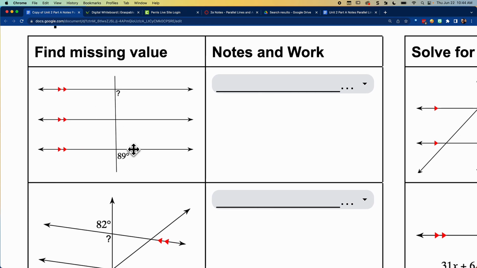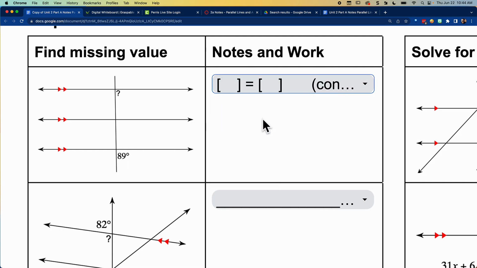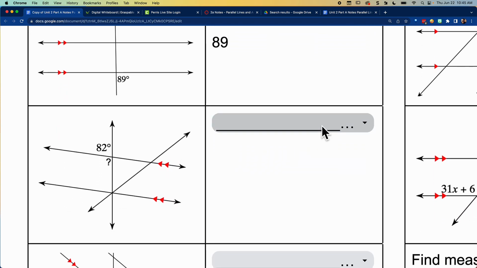I see that these two angles are in the same location, which means that they're corresponding angles, and they're just congruent. So it's that simple. They're congruent. What's the question mark equal? 89. There's no work to show when you already have a measure and it's equal to it. Okay, so let's go to the next one here.